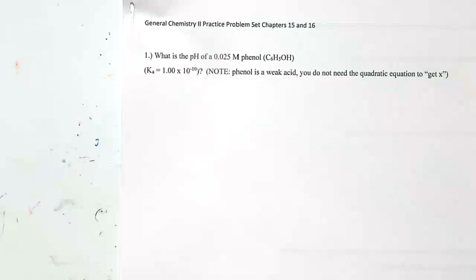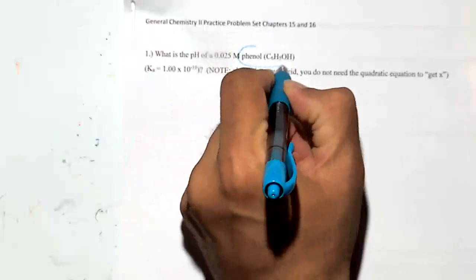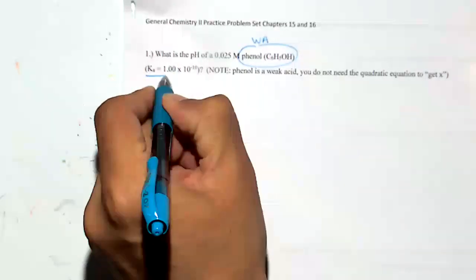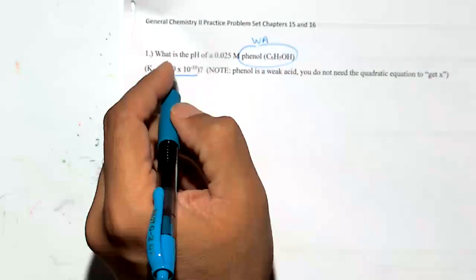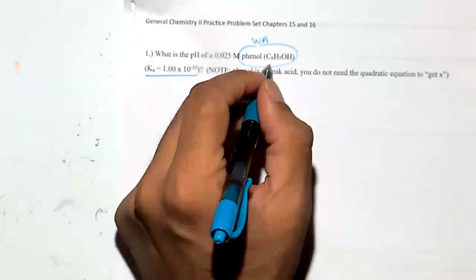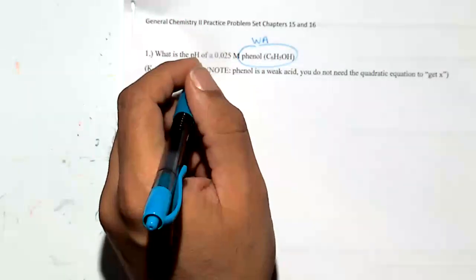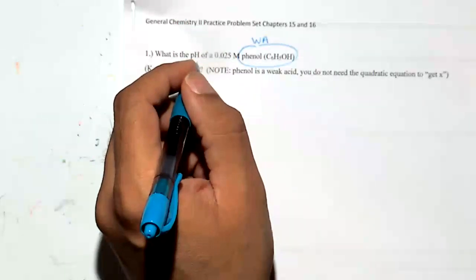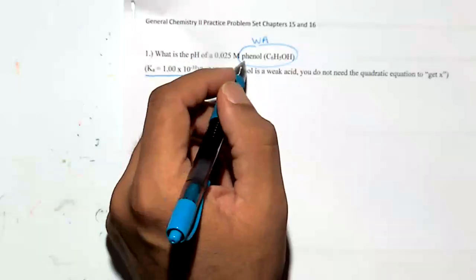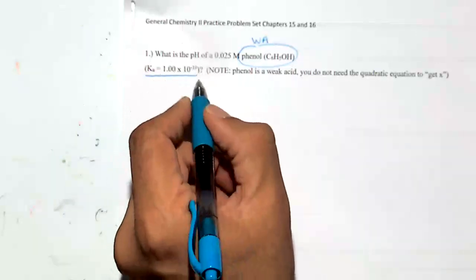So the first question on this exam review is finding the pH of a weak acid. Phenol is a weak acid. It has a Ka of 1 times 10 to the minus 10. When you're given a problem like this, any weak acid, this is the weak acid for this example. On your actual test on Monday, you'll have another weak acid, not this one, but a similar weak acid. You're going to go through the same steps that I'm about to go through.